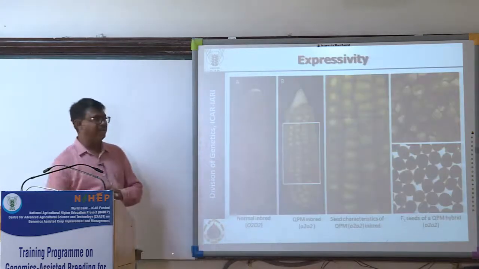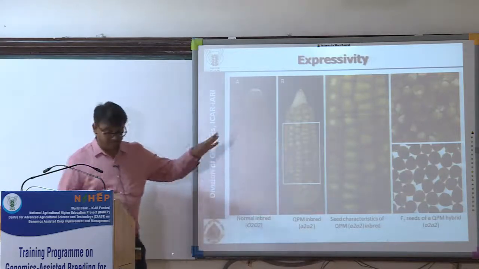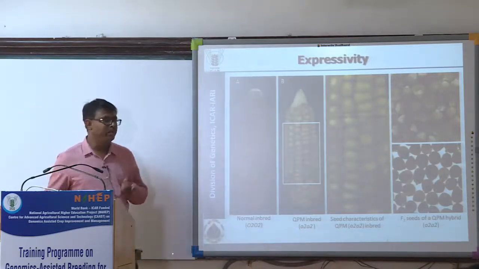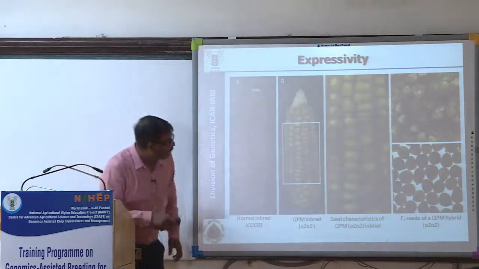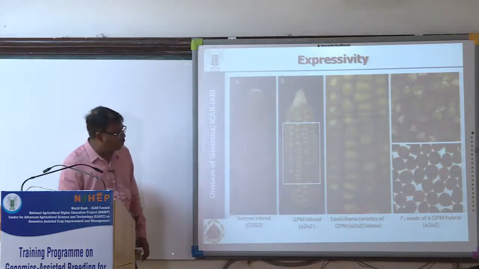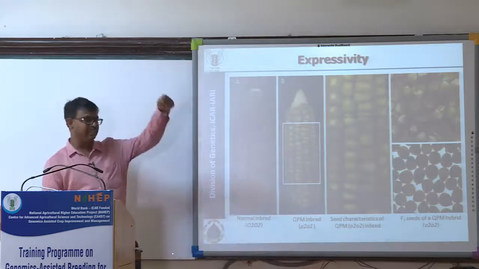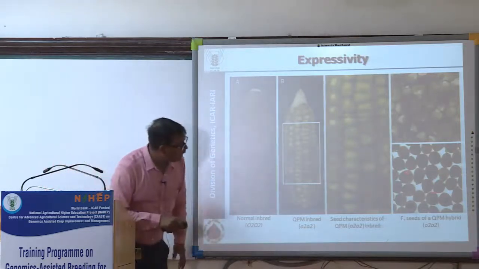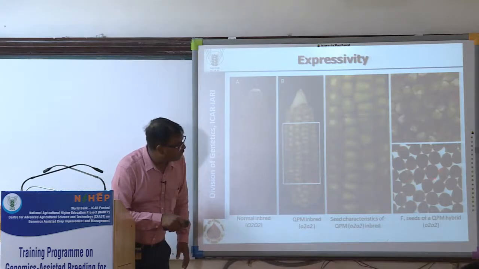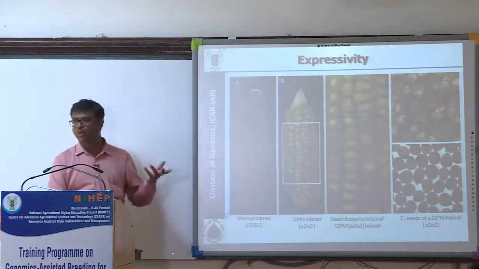The expressivity can be explained very well using Opaque2 or the QPM aspect. What is QPM? QPM is nothing but Opaque2 plus modifier genes, right? Now, we have developed small o2o2 lines and put them on the X-ray light box. The X-ray light box is the one where we see the X-ray sheets, where bones and everything can be seen. Where light passes through, it gives the orange color. Where light doesn't pass through, it gives the black color. Black color, that's why it's called opaque.